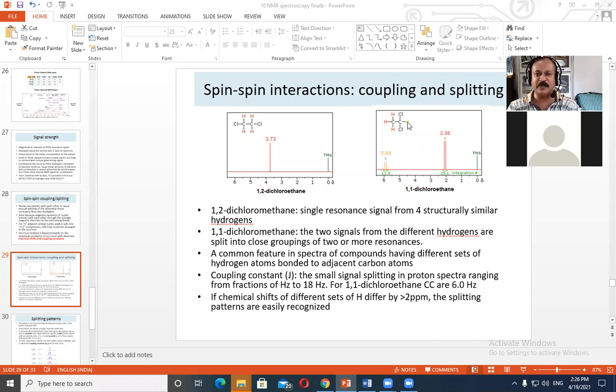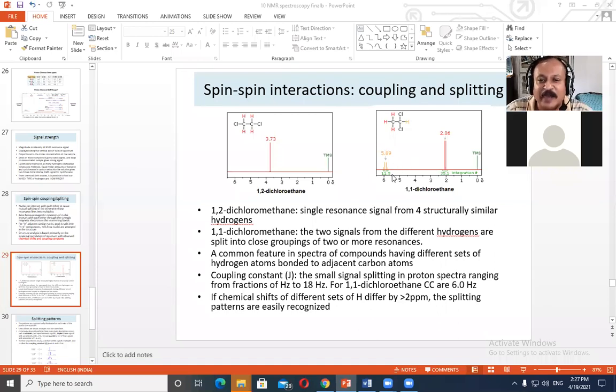There are two different sets of protons I have here. One proton is associated with this carbon, which itself is associated with two chlorine atoms, and these three protons are associated with another carbon, which is not bonded with any chlorine atoms. So we have two different sets of protons. These three protons are equal to each other in terms of their chemical environment, whereas this proton is a single proton which has its own peculiar characteristic.